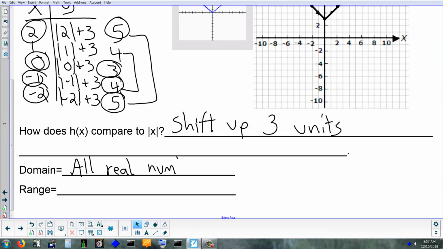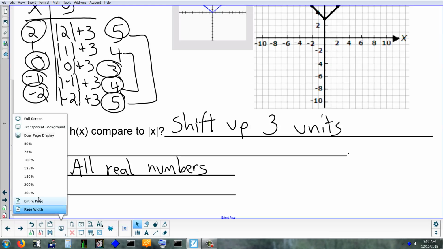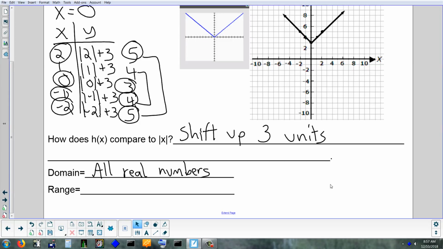Now, my range. How do I figure out my range? Someone tell me by raising their hand. How do I know what the range is? Savannah? Yeah. The lowest point your graph touches on the y-axis. So Nathan, what's the lowest point on the y-axis that my graph touches? 3.